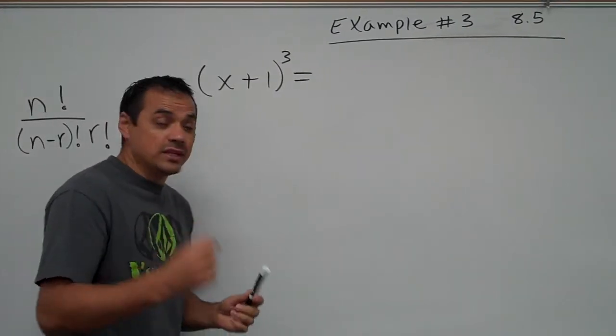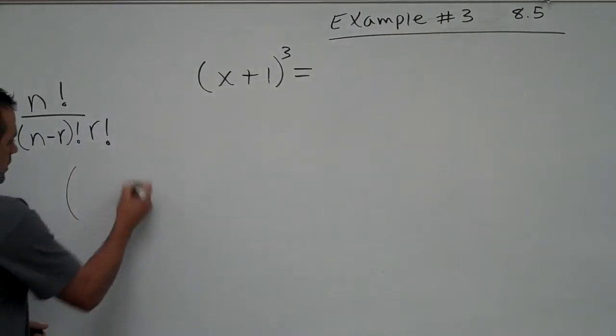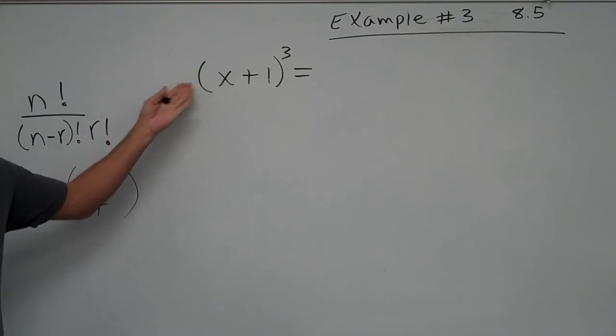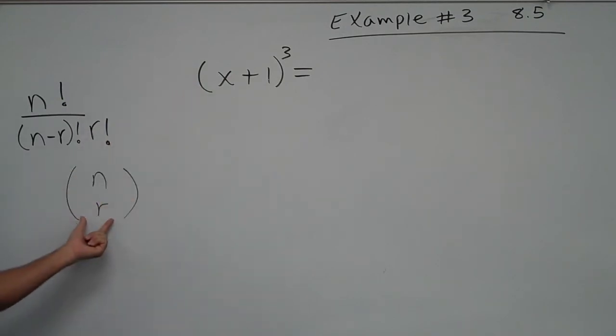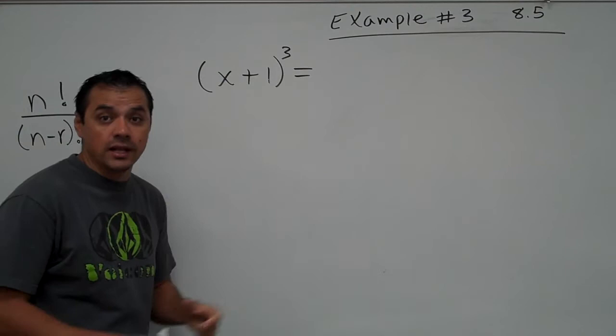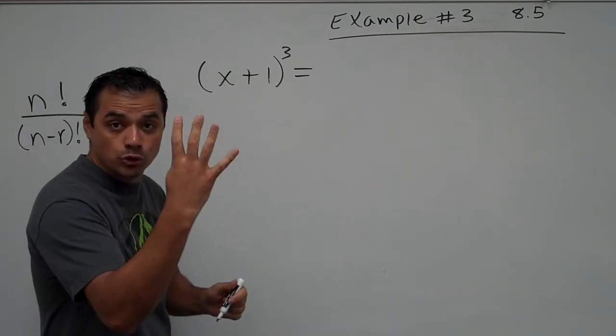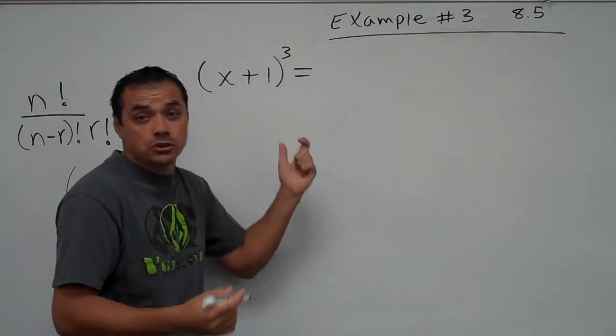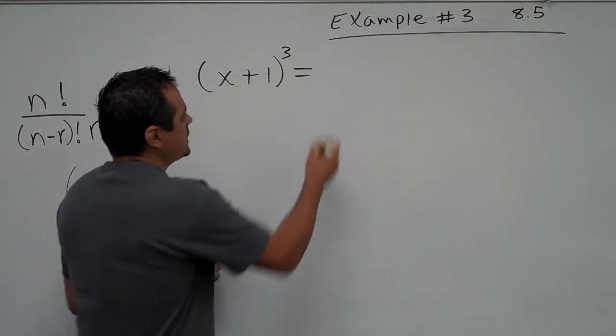Remember that the way this is set up is n choose r, correct? n being the exponent, r being the term, whichever term you're talking about, numbered starting with 0, 1, 2, and so on, depending on what we're doing. So let's go ahead and set these up for each of our coefficients. And like I said, we know we're going to have 4 terms because the exponent is 3. There's always one more term than your exponent.